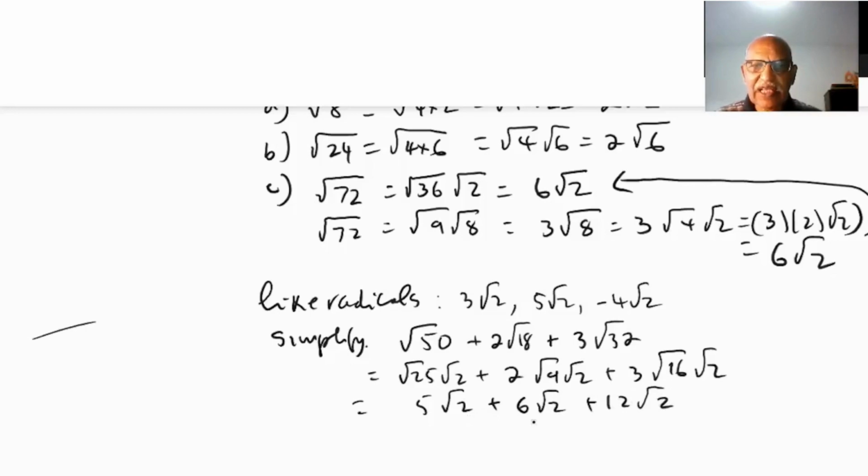These are all like radicals. I can add the coefficients here. 5 plus 6 is 11. 11 plus 12 is 23. So 23 root 2. This is my final answer.